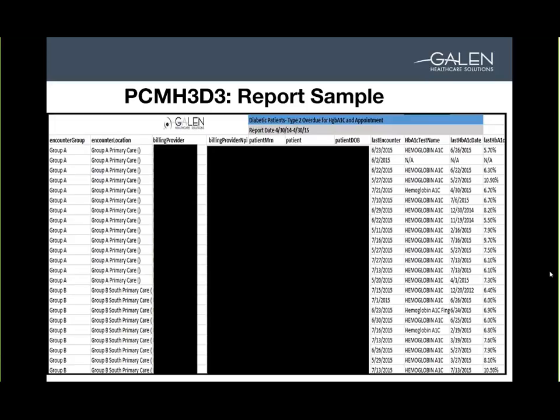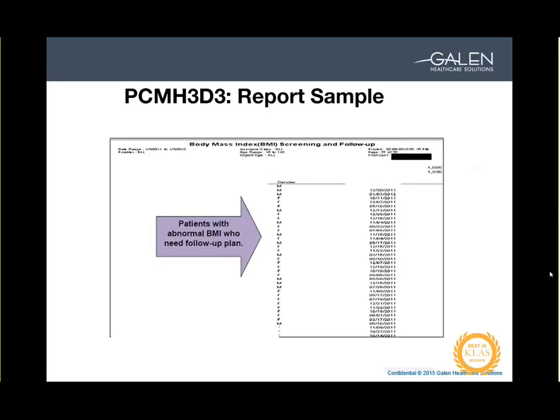This is based on your patient population. Another example of 3D3, I'm looking at abnormal BMI. So these are people who don't meet the mark. We want them to have some weight control. So I first want to identify them.